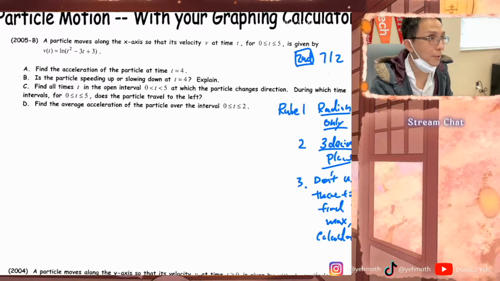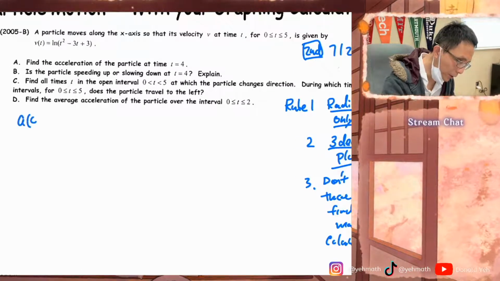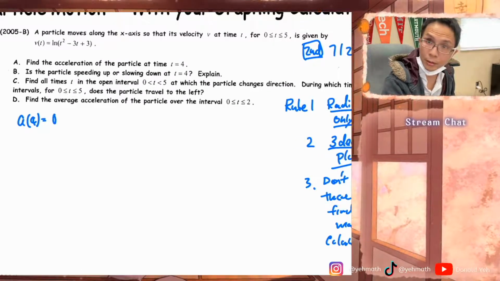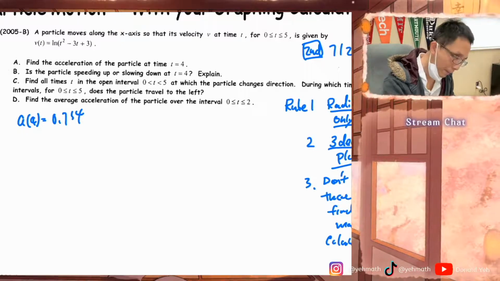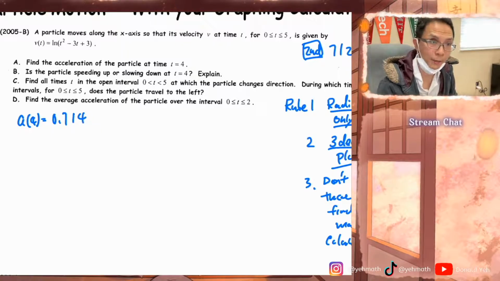Am I going too fast? So here, a of 4 is equal to 0.714. And remember, I'm going to use 3 decimal places. And that's all you need to write for A.